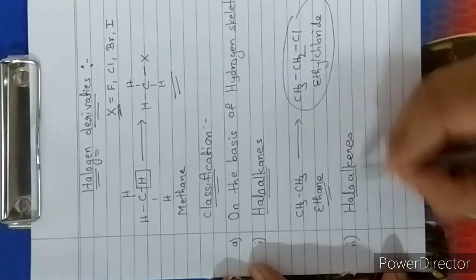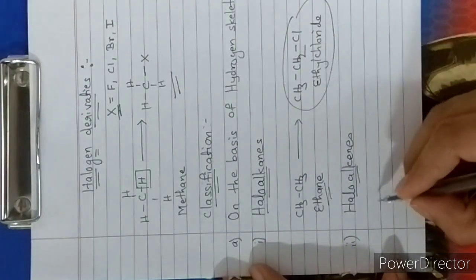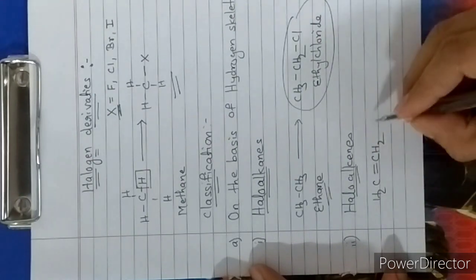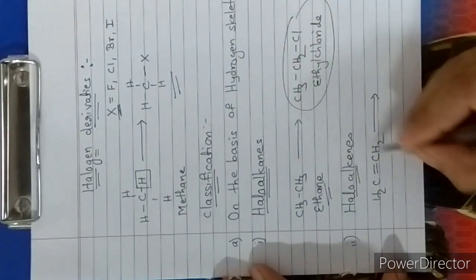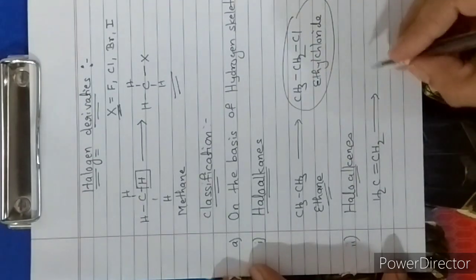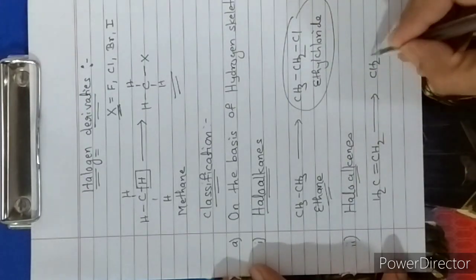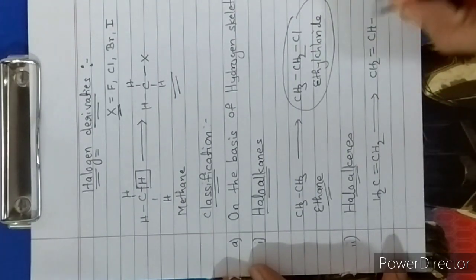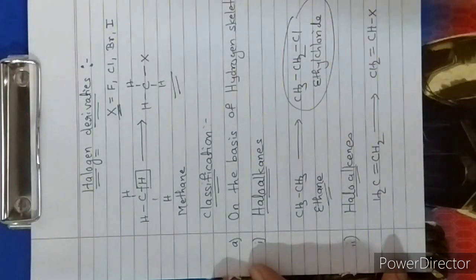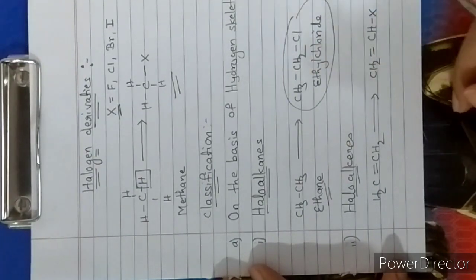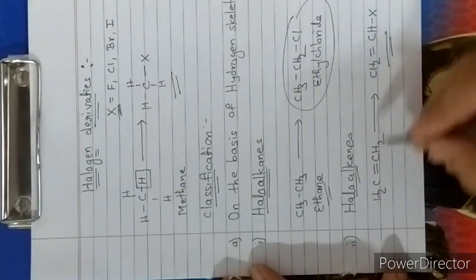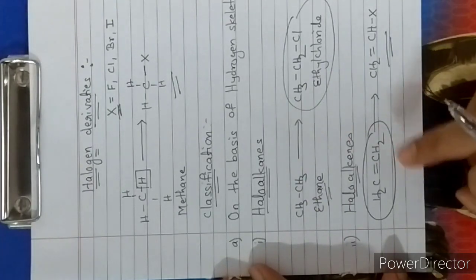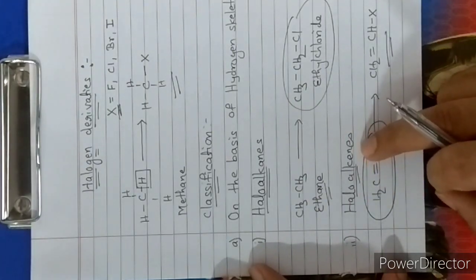Now, similarly, there can be haloalkenes. Now, what is haloalkene? Take one alkene, that is, I take ethene, CH2=CH2. Again, the same thing. I replace one of the hydrogens by some halogen, right? CH2=CH, one hydrogen is removed, and I write X instead of that. X can be any halogen, can be fluorine, chlorine, bromine, iodine, whatever. So this compound is derived from alkene. That's why it is haloalkene.